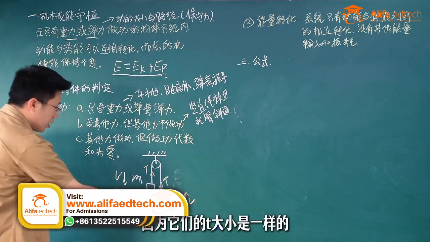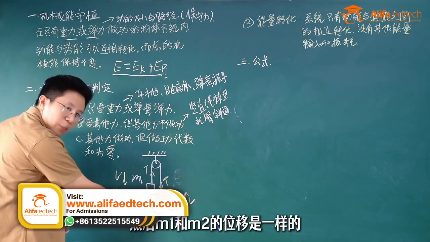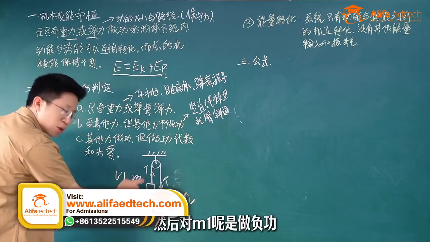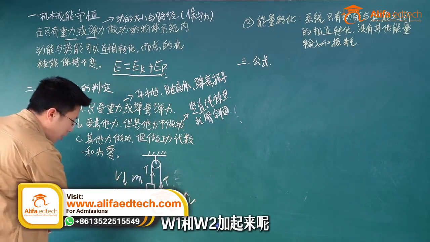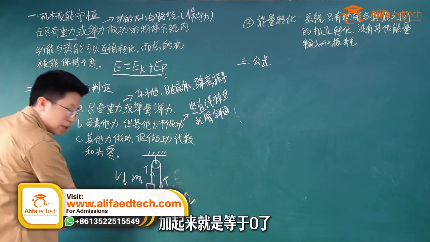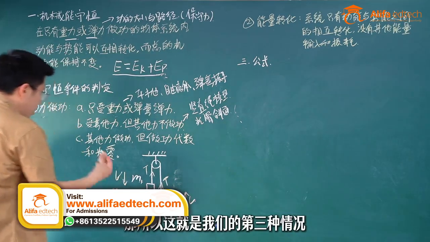Because the magnitudes of T are the same, and the displacements of M1 and M2 are also the same, but the rope does positive work on M2 and negative work on M1. When you add W1 and W2 together, their magnitudes are equal, but one is positive and the other is negative. So when you add them up, the result is zero. So this is our third scenario.